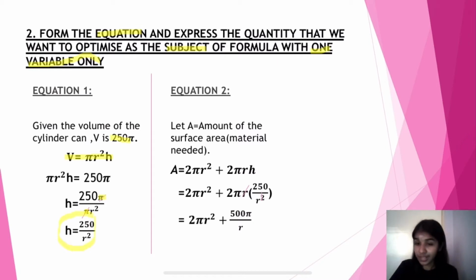Next, let's look at equation 2. Let A equal the surface area. Actually, it's the total surface area. So A equals 2 pi r squared plus 2 pi r h. This is my equation at first. I'm just going to substitute the value of h I obtained in terms of r into here. So I'll get 2 pi r squared plus 2 pi r times (250 over r squared). You can see I can cancel this r and r here. So I can obtain 2 pi r squared plus 500 pi over r. This will be my final equation for total surface area.